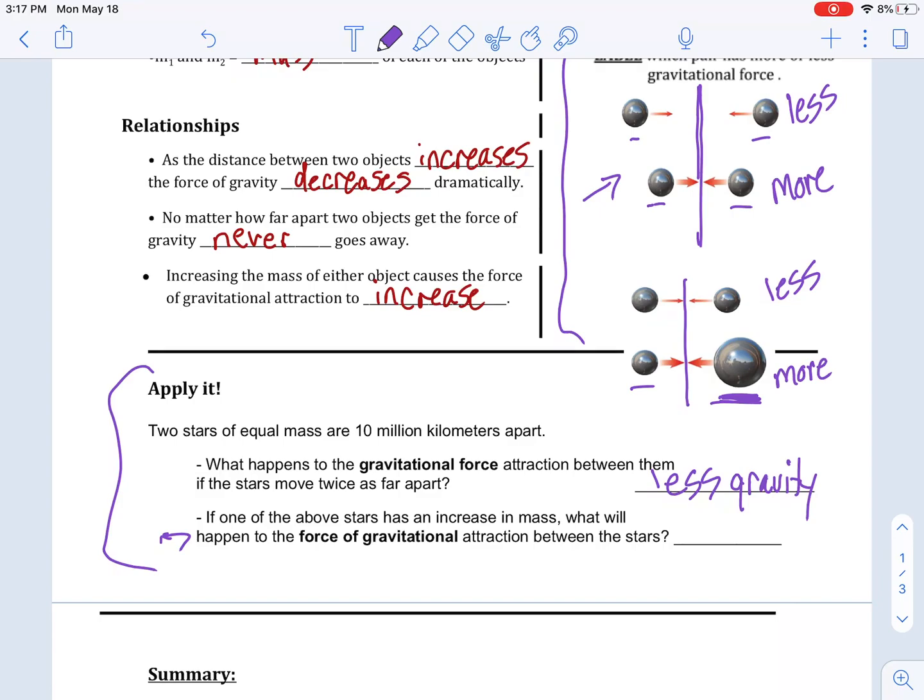If one of the above stars has an increase in mass, what will happen to the force of gravitational attraction between the stars? Well, just like this example, if there's a greater mass, there's going to be a greater pull of gravity. So there's going to be more gravity or more pull from gravity in that situation.